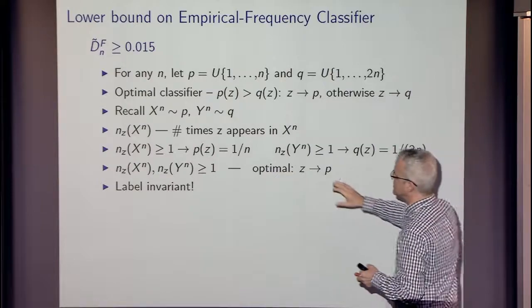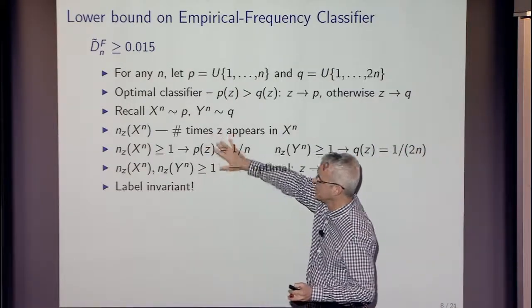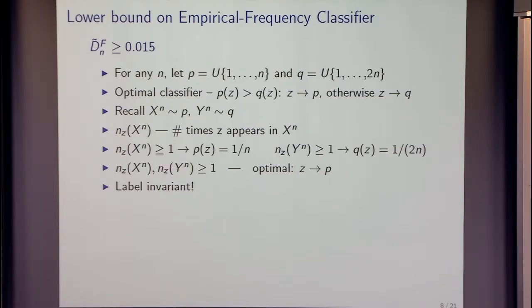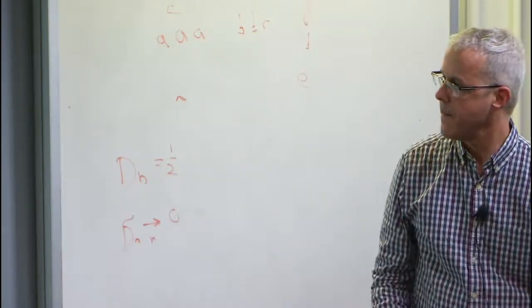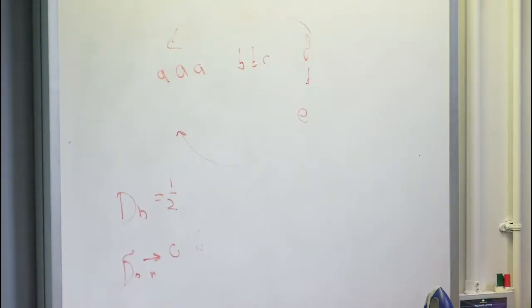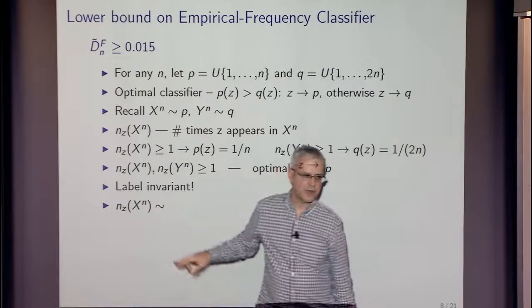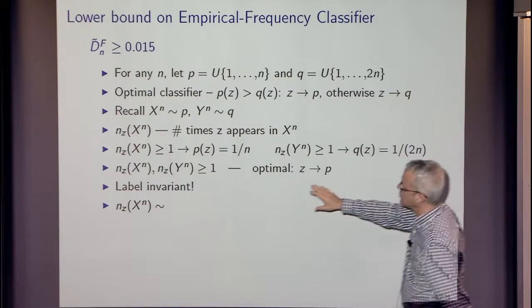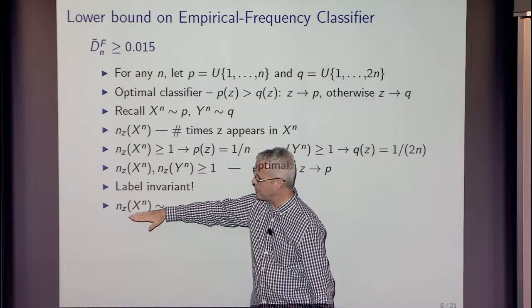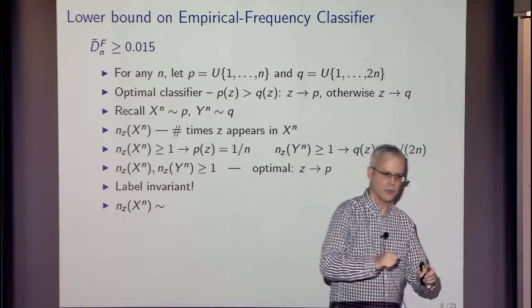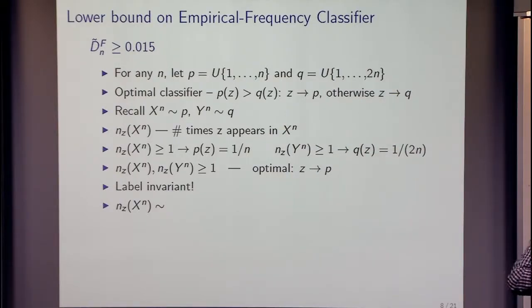And you also notice that this classifier is label invariant, right? Because if you rename things, it's the same. Your classifier says if it appeared in both of them, this is P, this is Q, you'll associate with P. But let's look at the distribution of N_z of X^n, the number of times that z appears in X^n. So we want to evaluate the performance of the empirical frequency estimator. So we see how many times it will appear in X^n, how many times it will appear in Y^n, and that's going to be our classification rule.